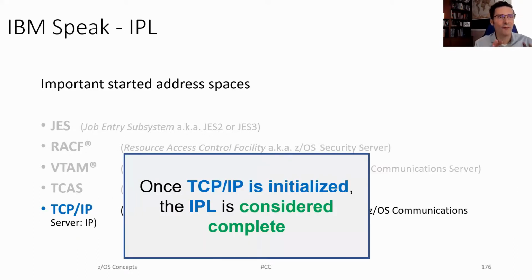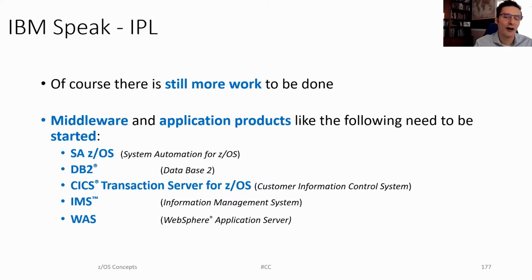At this point, if all those things come up, the operating system is considered complete, but that's just the beginning, right? When you're IPLing, of course, there's a lot more work to be done. You have all those middleware components. So if you have CICS and DB2 and all these other things, they need to come up. And then finally, your applications need to come up. And then once all those things are up, now you have a system that's ready to process incoming work from the outside world.